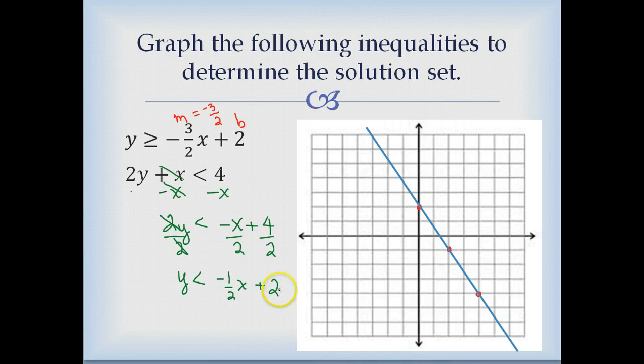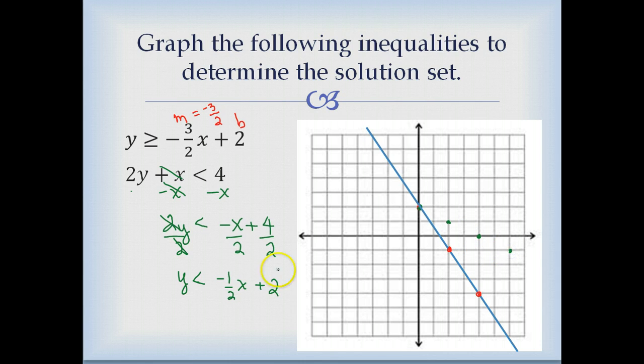Okay, so then it's just like this other one. You're going to take your b value of 2. It's actually going to be in the same spot, but your slope is different. Your slope is negative 1 over 2, so you're going to go down 1 and to the right 2.